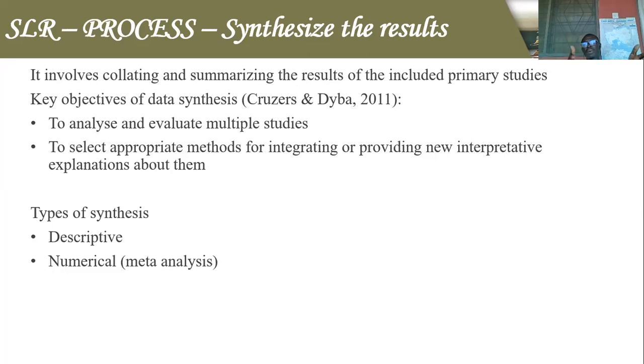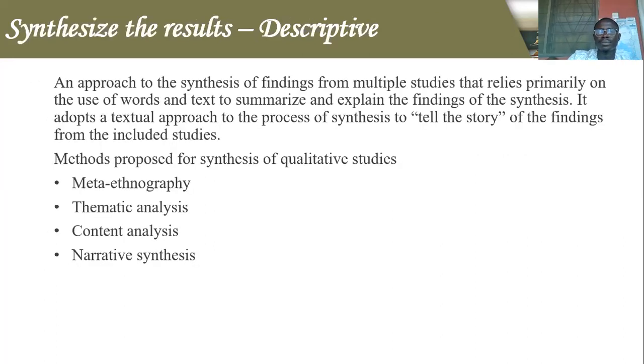That brings us to the types of synthesis that we have. We have the descriptive, that is the qualitative synthesis. Then you have the numerical or the quantitative synthesis, that's the meta-analysis. So we take them one after the other and explain. So when you talk about the descriptive synthesis, here is an approach to synthesize the findings from multiple studies that relies on the use of words and text to summarize and explain the findings.